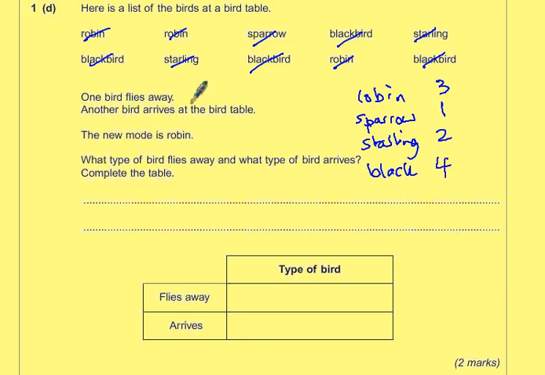Now, one bird flies away, another bird arrives at the table. The new mode is robin. What type of bird flies away and what type of bird arrives? So, the original mode at the moment is a blackbird, so a blackbird must fly away. So reduce that down to 3, and the new bird that comes must be, add 1 of those for robin, which will come to 4. So arrives must be a robin. So a blackbird flies away, and a robin arrives.